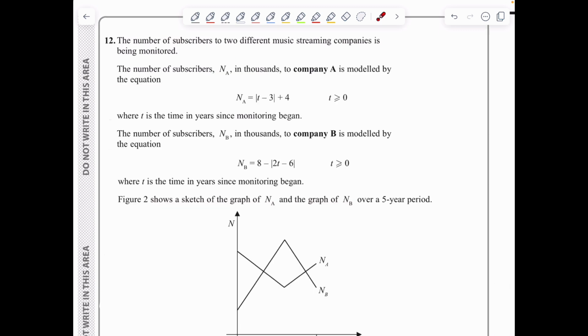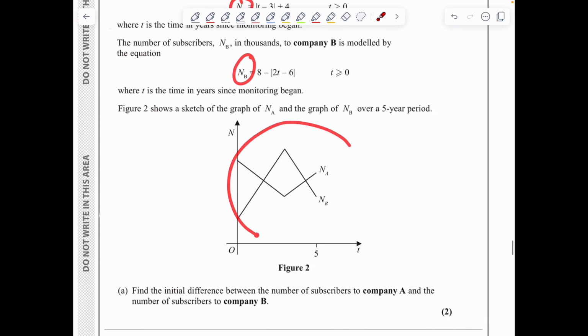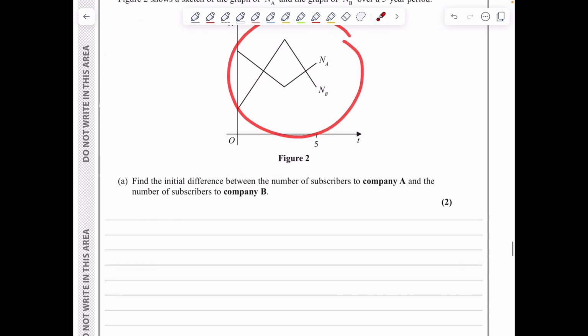In question 12, we've got the number of subscribers to 2 different music streaming companies being monitored. It is monitored in thousands, and we've got NA and NB respectively. And this is the graph shown here, and we need to find the initial difference between company A and company B. So I will simply evaluate each of them when t is 0.